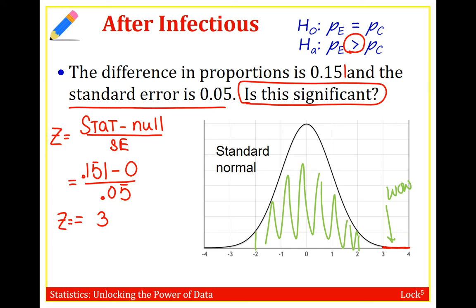Now, if we wanted to calculate the p-value of that, we can go into either StatKey or we can go into our calculator. And remember, we now know the z-score is 3. So we could calculate the area to one side. So we could do an inverse norm.